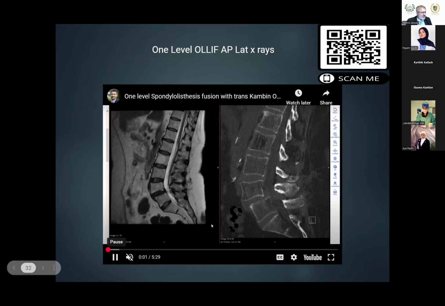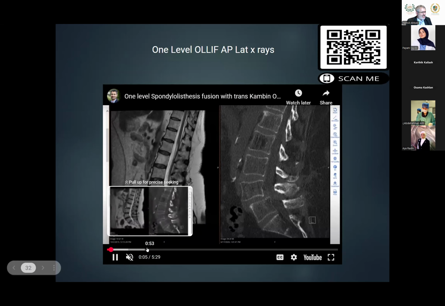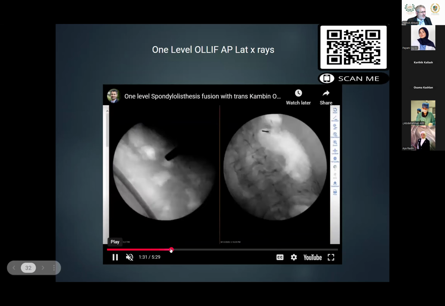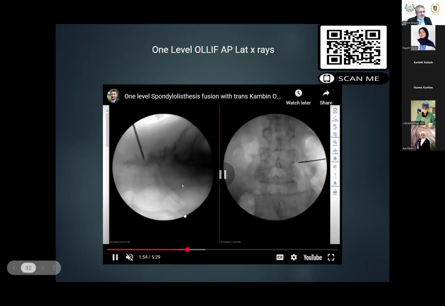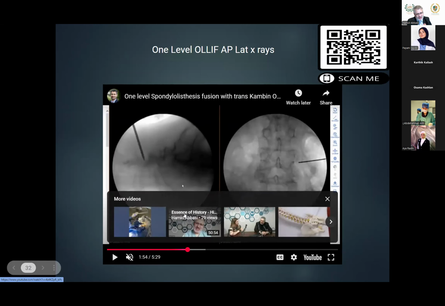So literally, this is an isthmic spondylolisthesis. I'm not going to go through the indication because that's a different story. But here is where we start the surgery, AP and lateral. And that is what I'm going to tell you, it's extremely important. You can do this surgery with one C-arm, with navigation, with other things. But I can give you the data on the way I do the surgery.